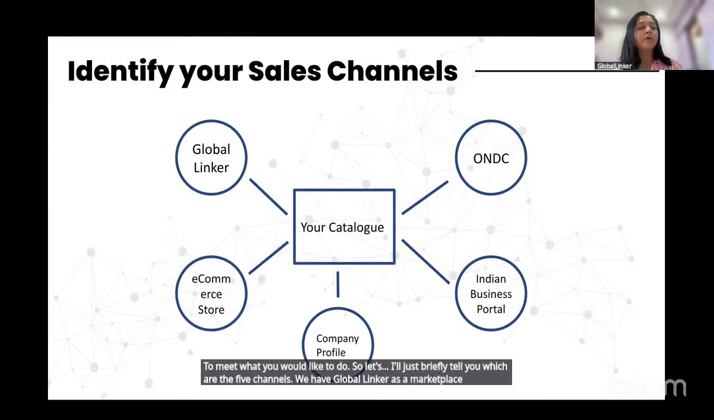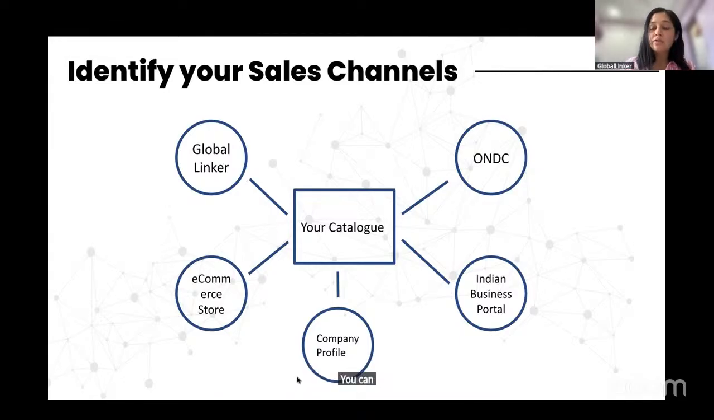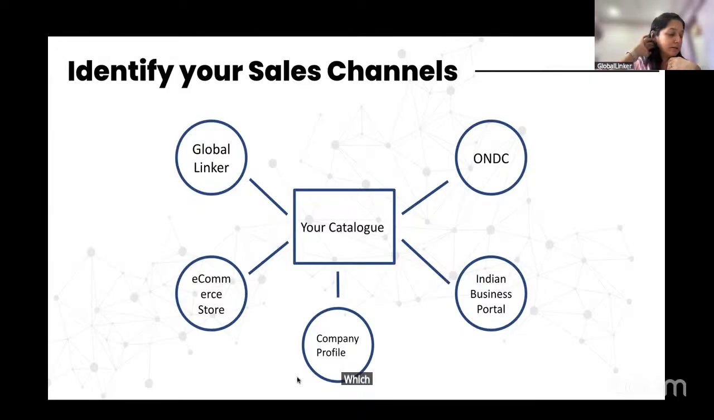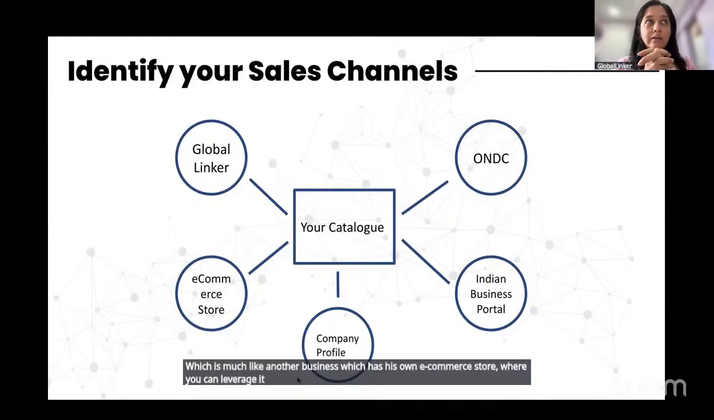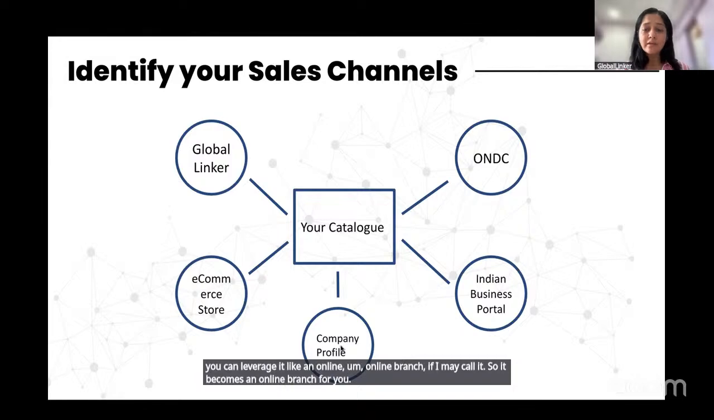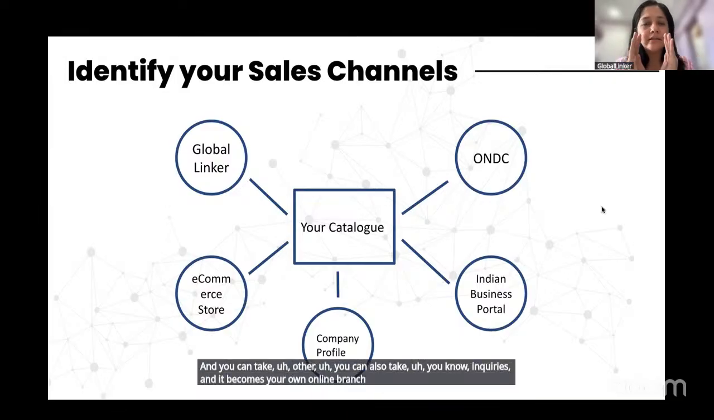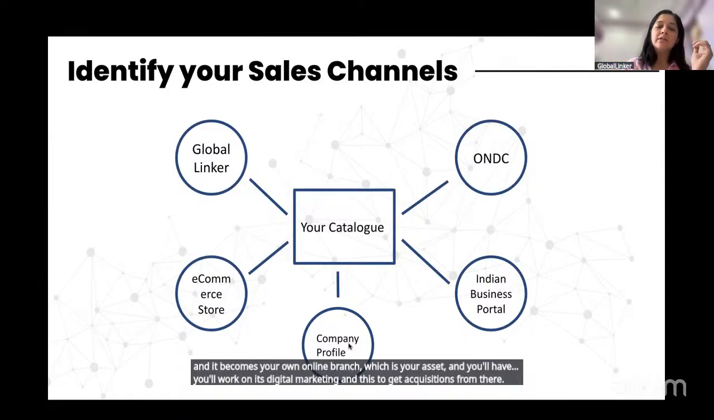The products you add on GlobalLinker can be shown on GlobalLinker's own marketplace. You can build that catalog and create your own e-commerce store, much like another business which has its own e-commerce store, where you can leverage it like an online branch, if I may call it. So it becomes an online branch for you, and you can also take inquiries. It becomes your own asset, and you'll work on its digital marketing to get acquisitions from there.